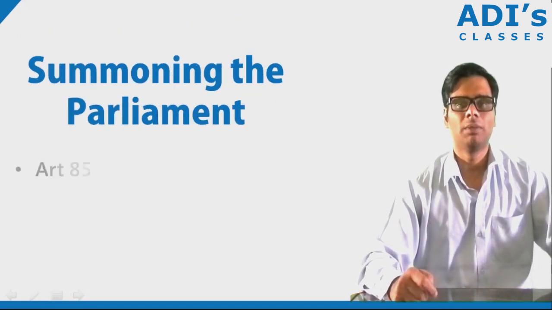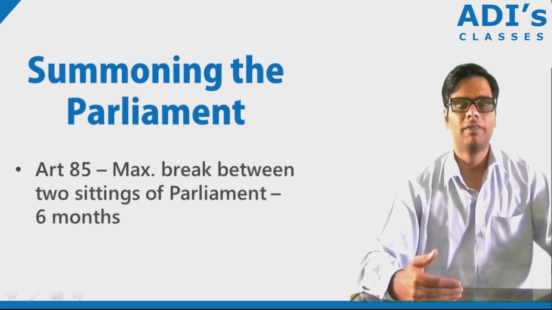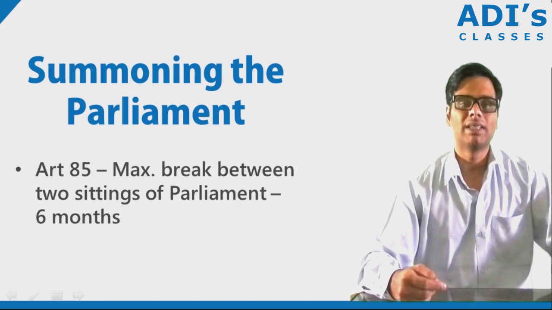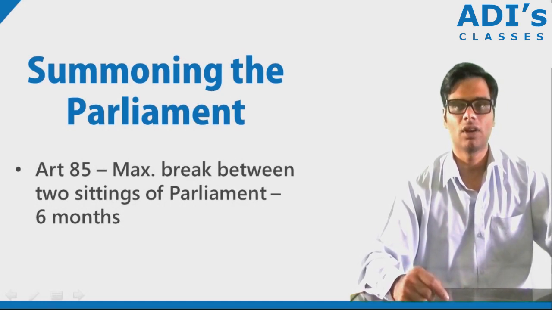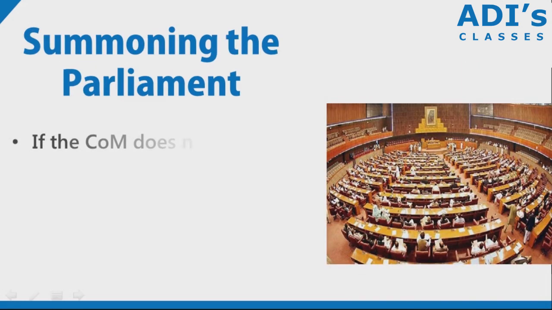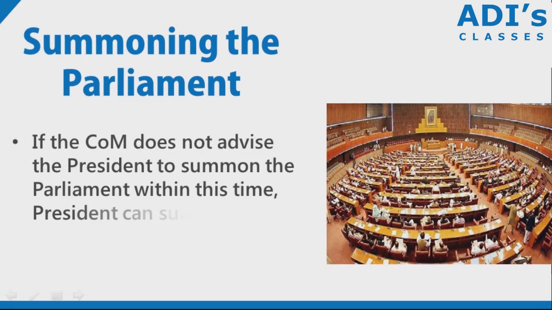The next point, summoning of the parliament. The maximum break between two sittings of parliament is supposed to be a maximum of 6 months according to Article 85 of the Constitution. If the Council of Ministers does not advise him to summon the Parliament even after such a time period has lapsed, the President may choose to summon the Parliament at his discretion. Generally summoning, proroguing, dissolving, all of this happens on the aid and advice of the Prime Minister and his Council of Ministers. However, if the Council of Ministers has not called for a session and the gap has been greater than 6 months, then the President has the discretionary power to summon the parliament.